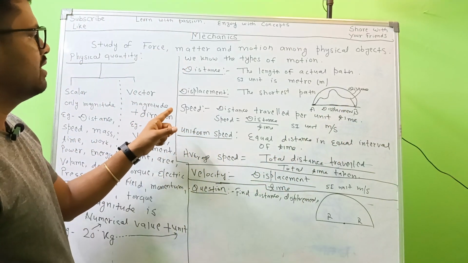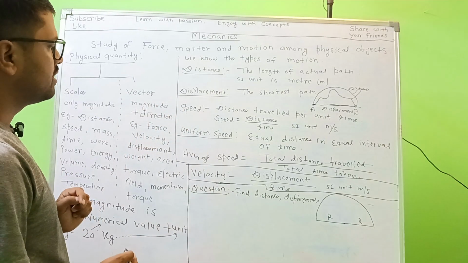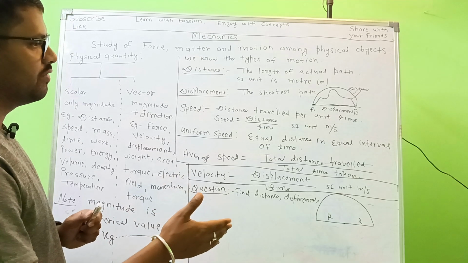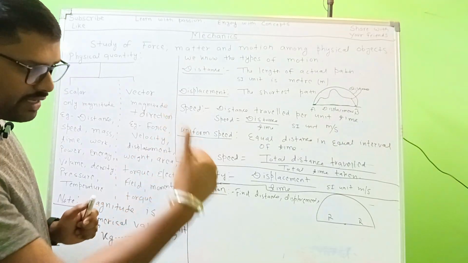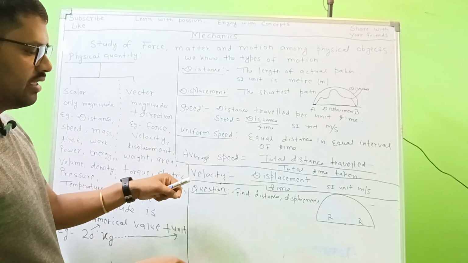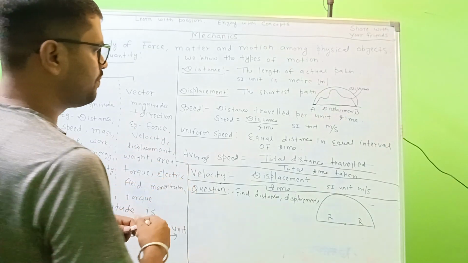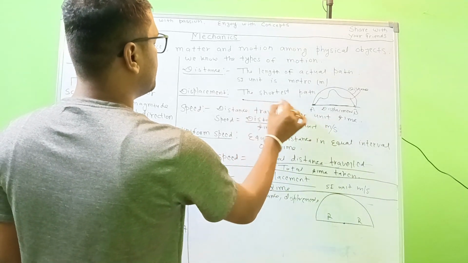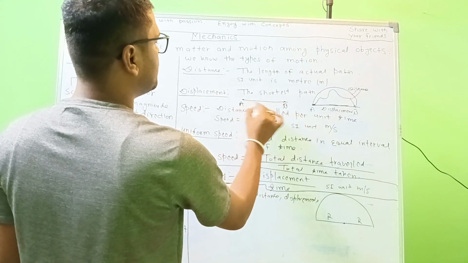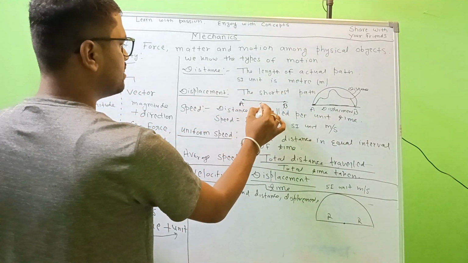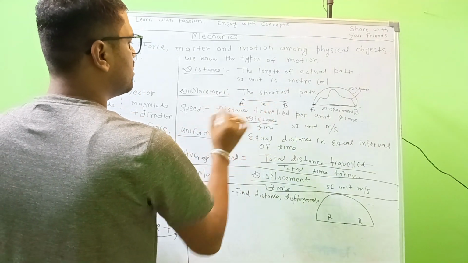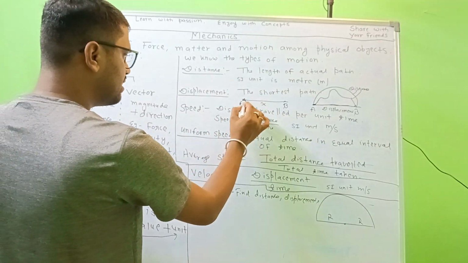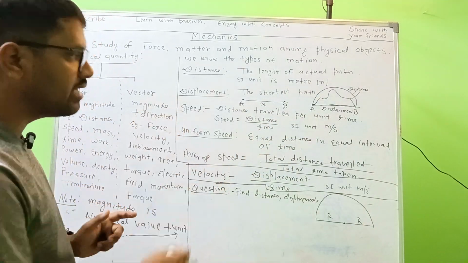Similarly, now we will see about speed. What is speed? Think of a situation where two persons are moving from A to B. Both are covering the same distance. Suppose this distance is x. Now, if both are covering the same distance, time can be different. So time plays an important role.